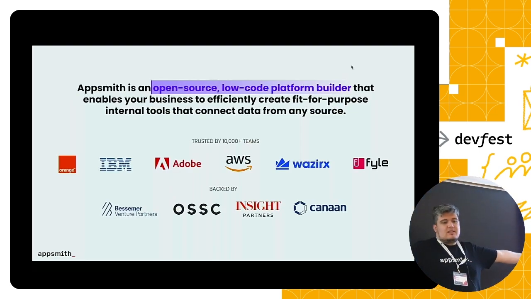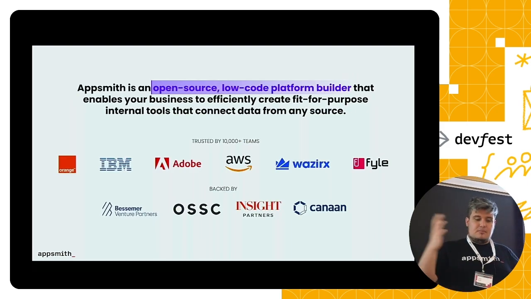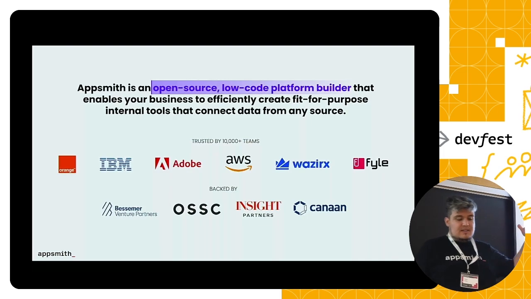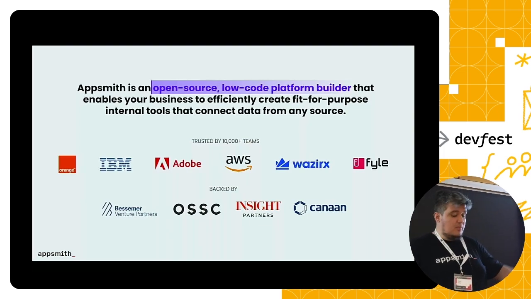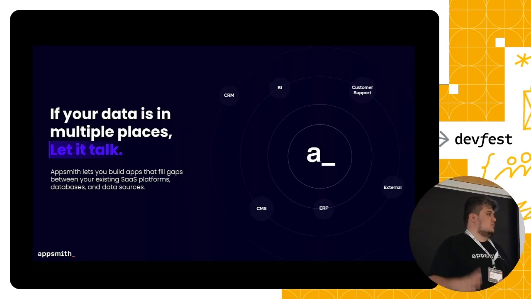Appsmith is, like I said, an open source platform builder for businesses to create fit-for-purpose internal tools, and it's used by AWS, by Dropbox, and many companies. And basically, again, if your data is in multiple places, you can bring it all together. Doesn't matter what it is.